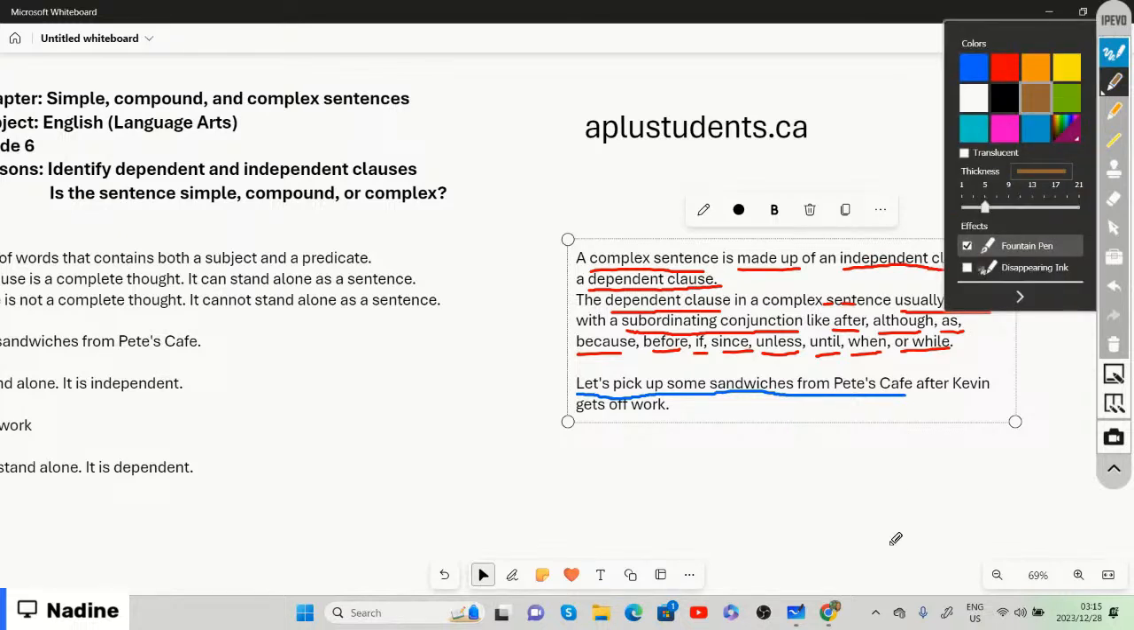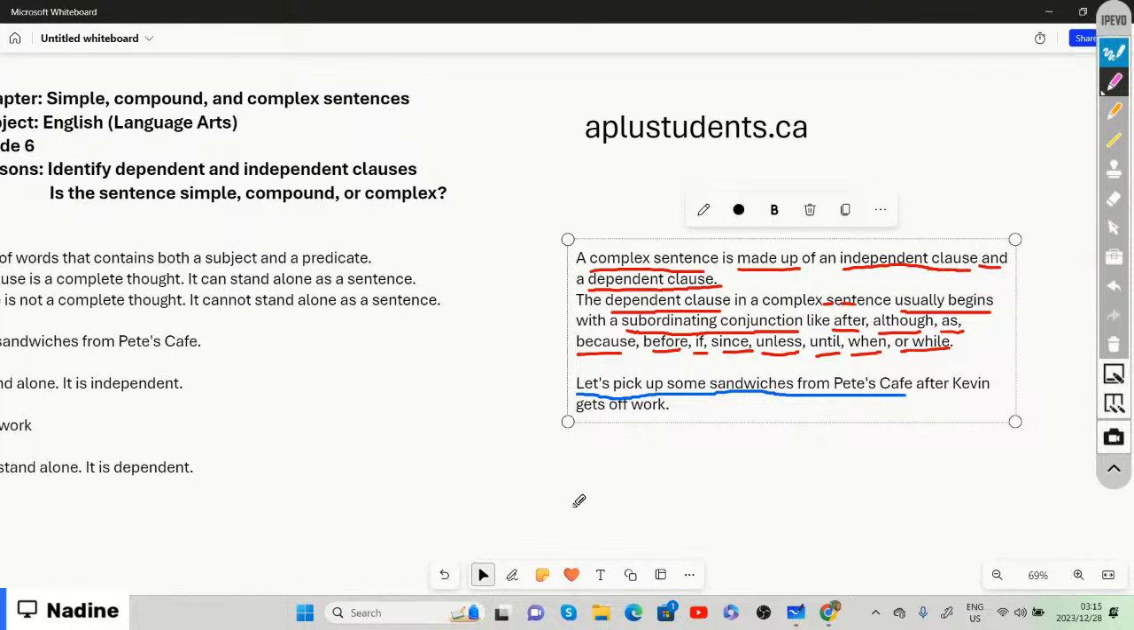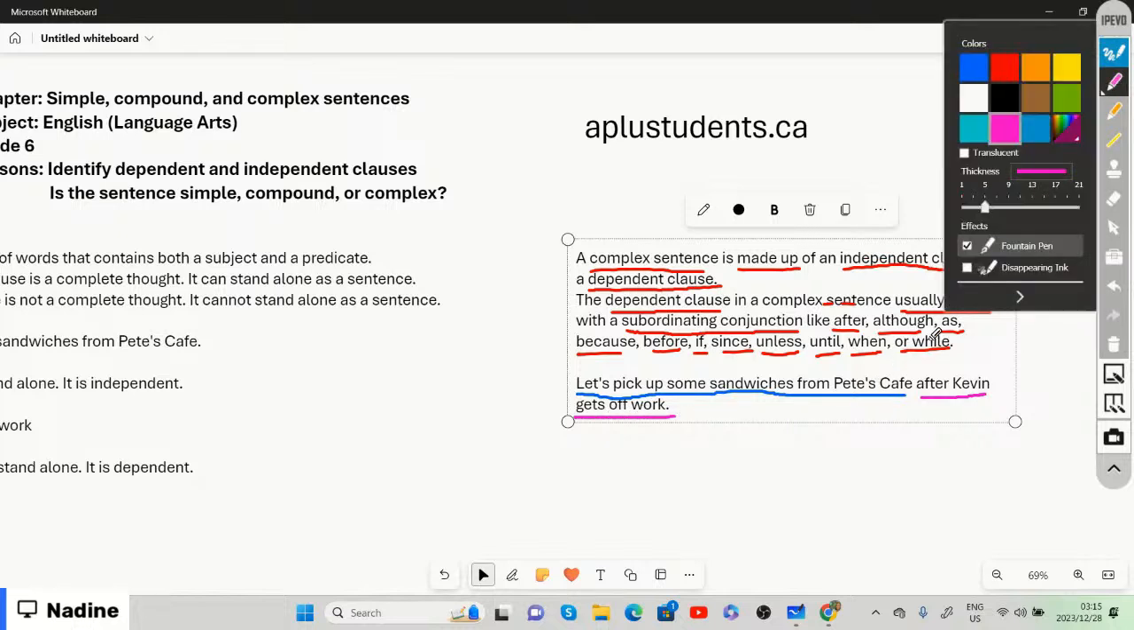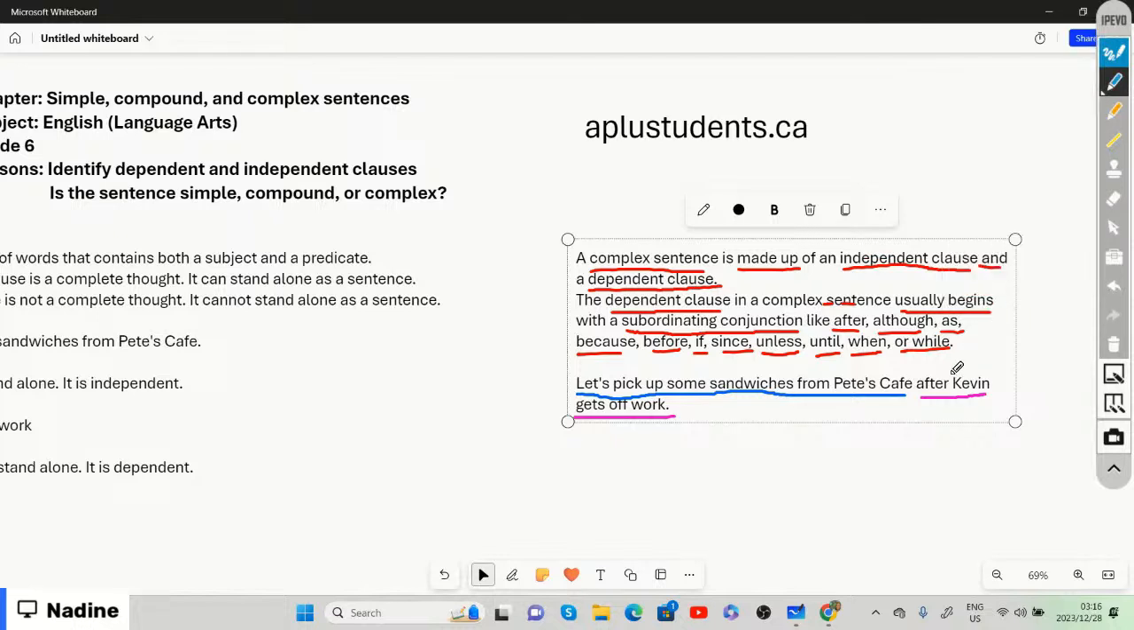right? Then we have a dependent clause, which cannot stand on its own and it needs the independent clause, which is after Kevin gets off work. And as you can see, the word after, it starts with a subordinating conjunction. So let's pick up some sandwiches from Pete's Cafe after Kevin gets off work.